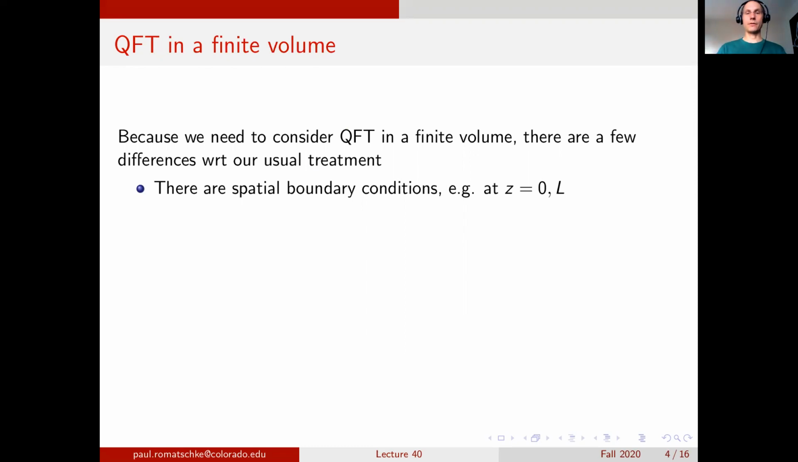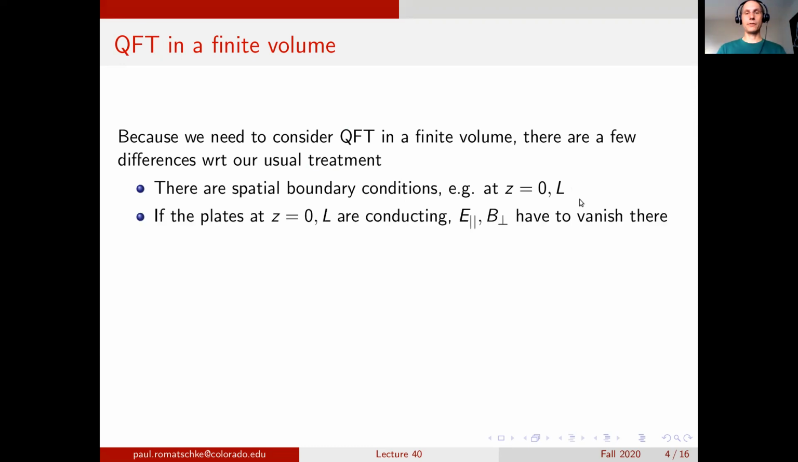In the case at hand, we have special boundary conditions in the spatial direction. Let's take the plates to be separated in the spatial direction z. So we put one plate, for instance, at z equals 0, and the other plate at z equals L, where L is an arbitrary parameter. If these are conducting plates, then we want the parallel component of the electric field and the transverse component of the magnetic field to vanish at those two locations.